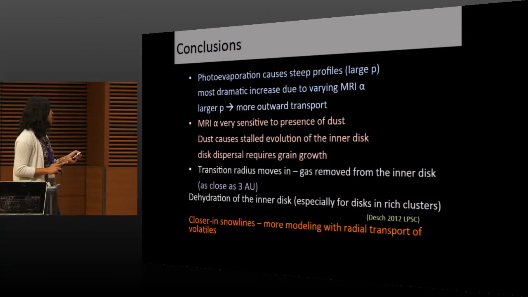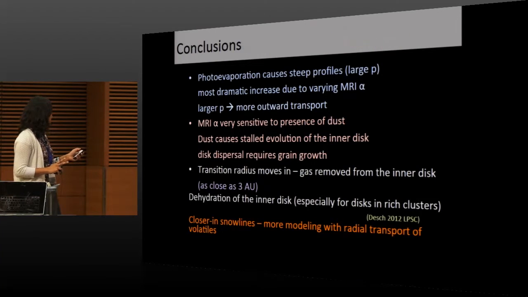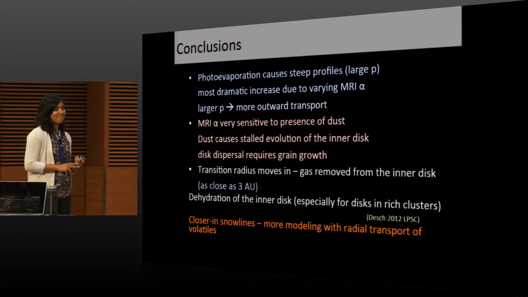And the transition radius moves in, so the gas is removed from the inner disk, and in this previous case, it moves as close as 3 AU, which is why it's very important from the terrestrial planet region point of view. So dehydration of the inner disk is especially important for disk-enriched clusters. So thank you.